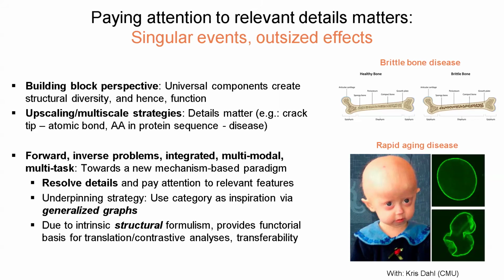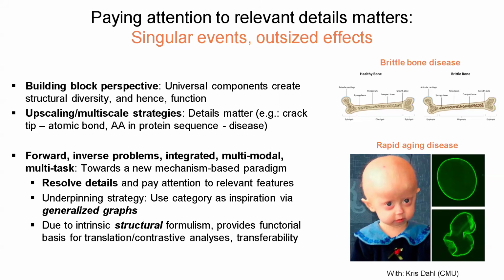The other thing that I think, especially from a materials perspective, and these are all things we've worked on, like brittle bone disease or rapid aging disease with Chris Dahl at Carnegie Mellon. These are all diseases or conditions where mechanics is important. There's something I do work on, mechanical failure of materials. So these are all problems that have to do with breaking, right?